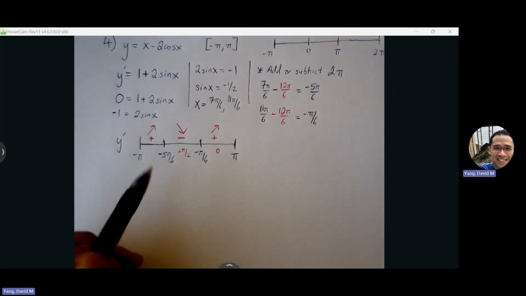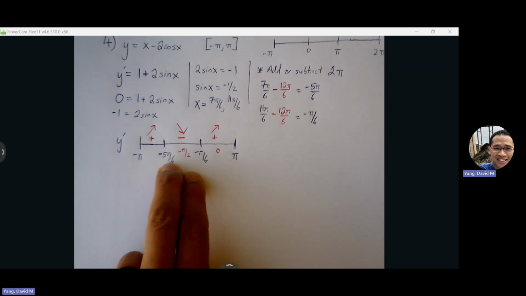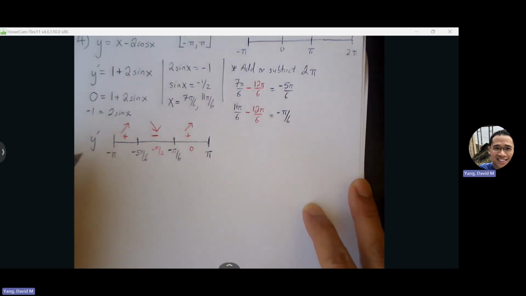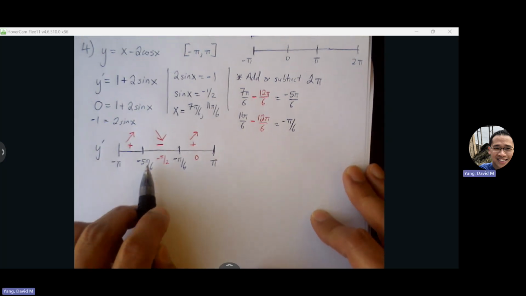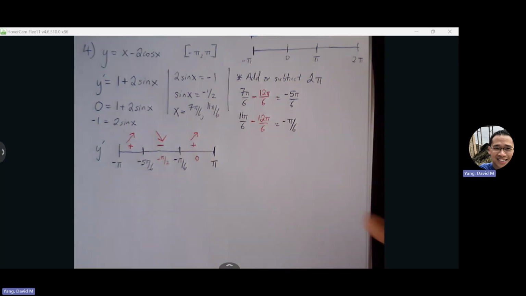Okay, from our sign line, we can tell our relative max is at negative 5 pi over 6. We have a relative min at negative pi over 6. So we're going to try to find the exact value using our function. Plug negative 5 pi over 6 into the original function to get the y value of the relative max.